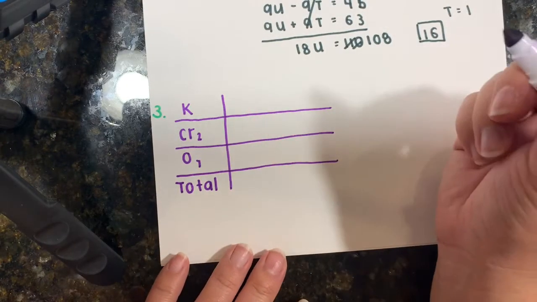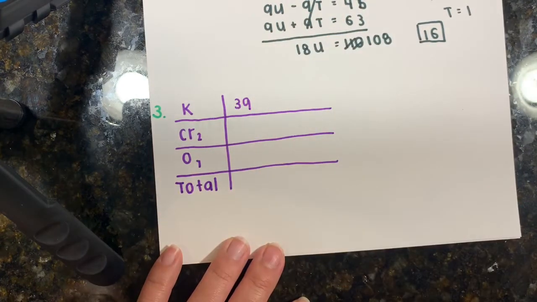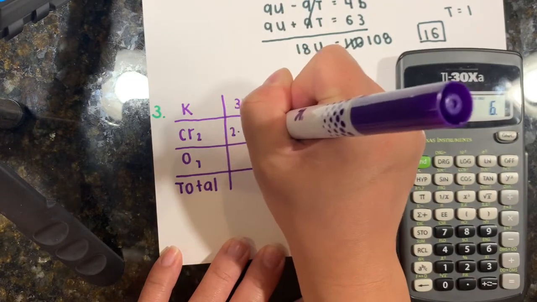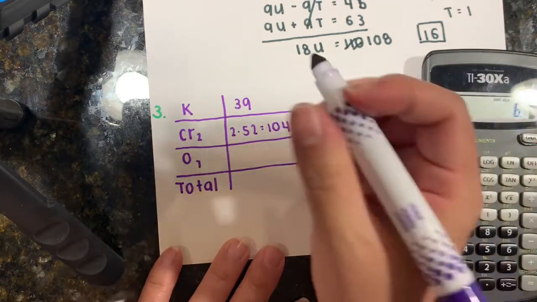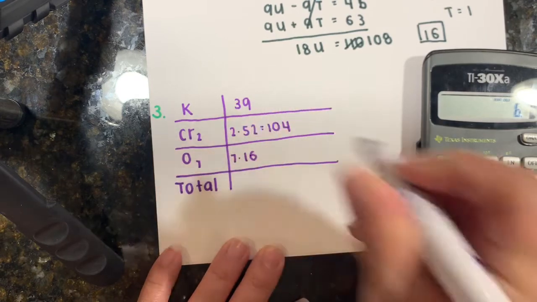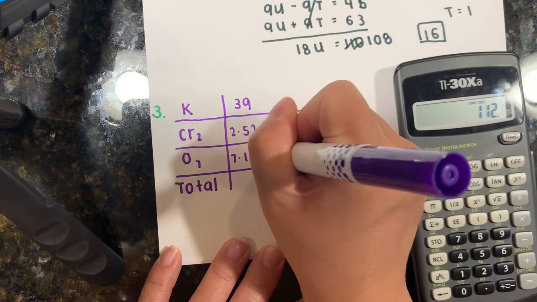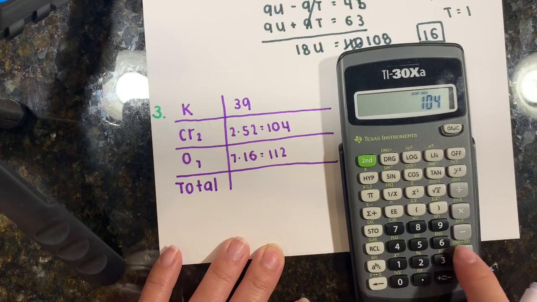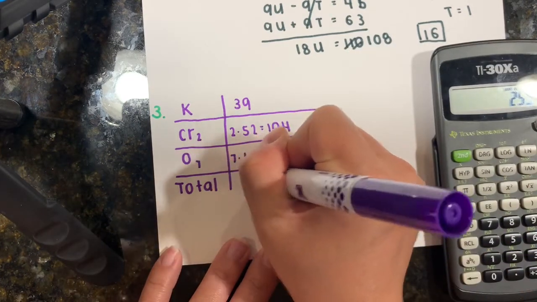Okay, so K, potassium weighs 39. Our Cr is going to be 2 times 52, which would be 104. Our oxygen is going to be 7 times 16, which would be 112. And we have to add those together. So 112 plus 104 plus 39 equals 255.